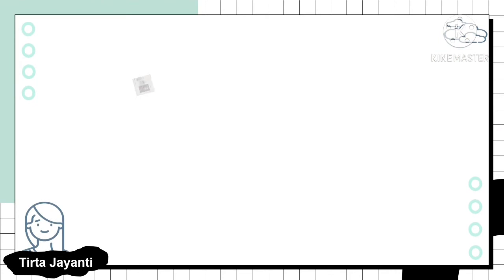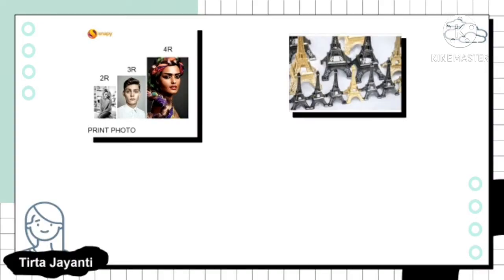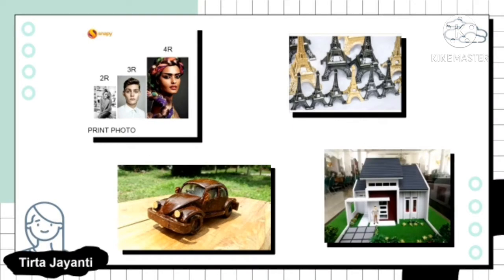In everyday life, of course, you have printed photos that you took for display, right? Well, in printing the photos, of course you can enlarge or reduce it according to your needs. Besides that, you must have seen a miniature that looks exactly the same as the original, such as a miniature of the Eiffel Tower, a car, a house, and so on.